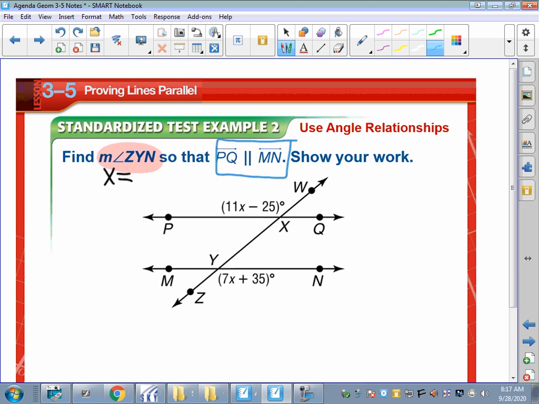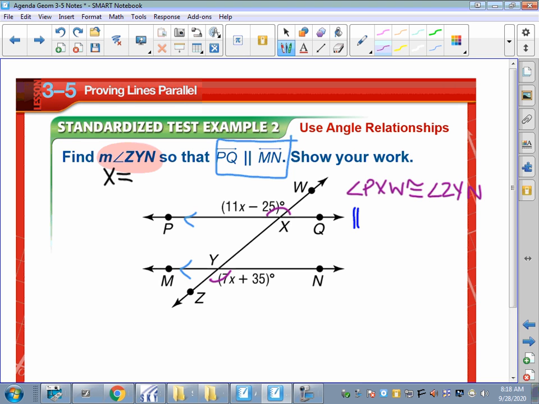We want these two lines to be parallel, PQ and MN. Well, in order for that to happen, these two angles have to be congruent. If those two angles are congruent, then the lines will be parallel. So I could get super technical about this. I could say that angle PXW has to be congruent to angle ZYN. If you wanted to write a geometric statement, I am looking for the equation.